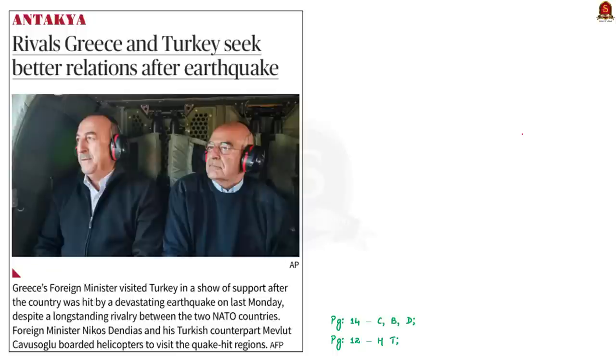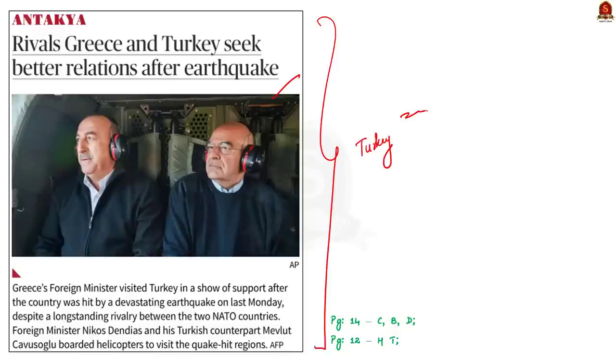Now, look at this snippet. Last Monday, Turkey was hit by a devastating earthquake. So, Greece's foreign minister visited Turkey in a show of support. And this is despite a long-standing rivalry between the two NATO countries. And this is the crux of the snippet given here. So, using this as an opportunity, we'll try to understand the cause of rivalry between the two countries.